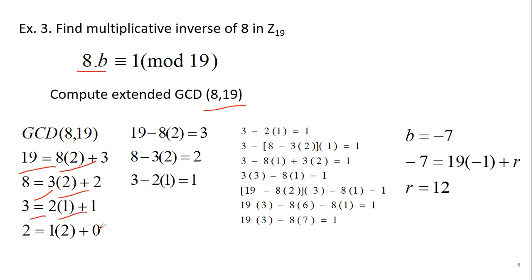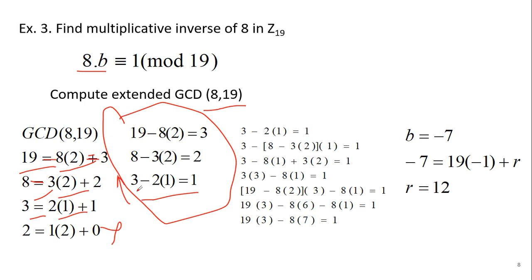Now we are not taking this last equation in the backtrack, so we arrange these equations. This equation is arranged as 19 minus 8 into 2 is equal to 3. 8 minus 3 into 2 is equal to 2, and 3 minus 2 into 1 is equal to 1. So we take this equation, and we are doing the substitution in the reverse way. We will take this first equation, 3 minus 2 into 1 is equal to 1.